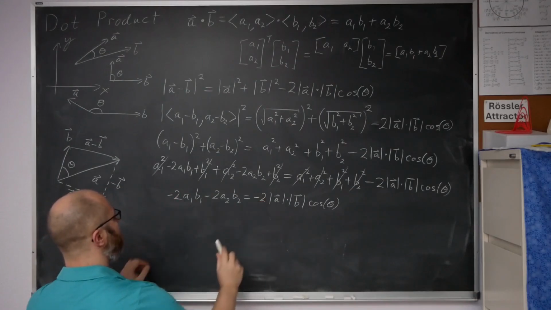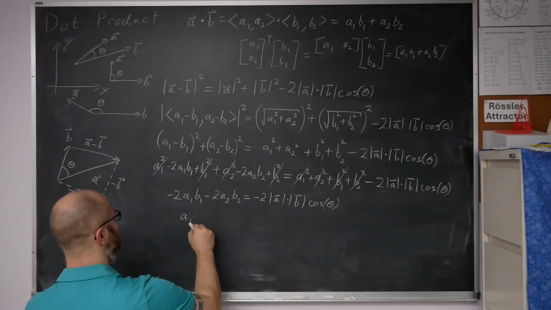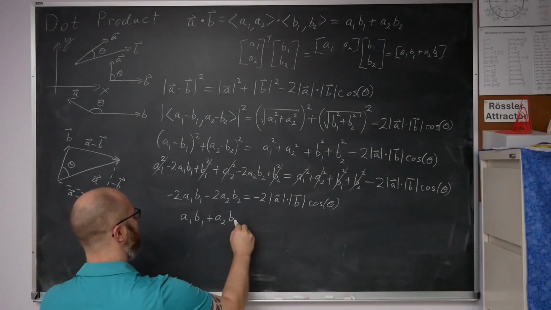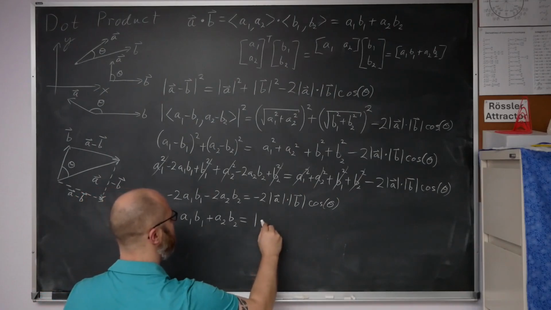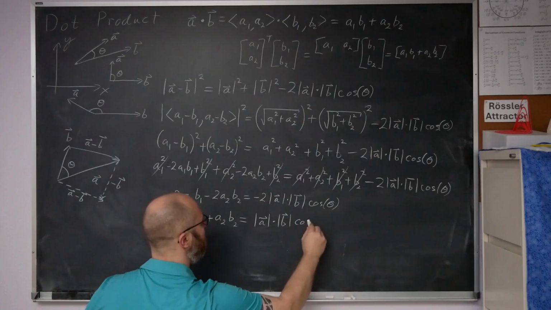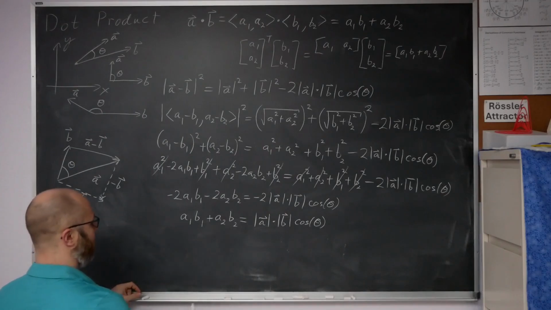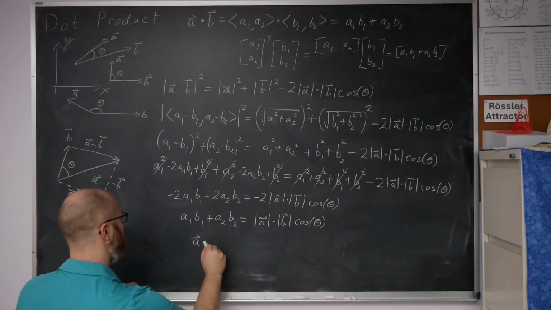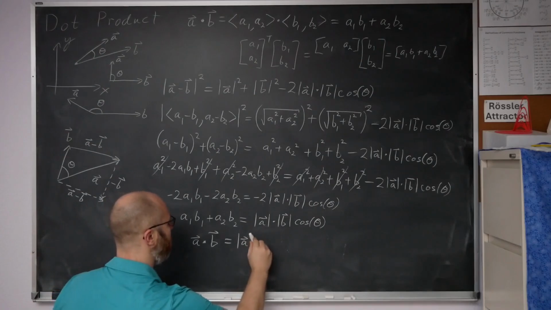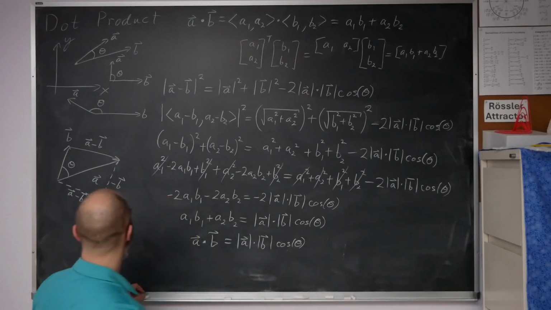And now if I get rid of the negative 2, so divide both sides by negative 2, we'll end up at A1 B1 plus A2 B2 equals magnitude of A times magnitude of B times cosine of that angle. This is the dot product. This is A dot B is equal to magnitude A times magnitude B times cosine of the angle.